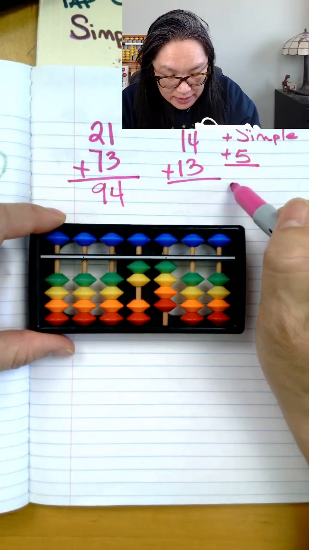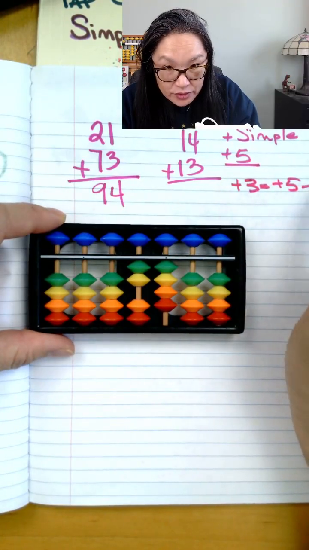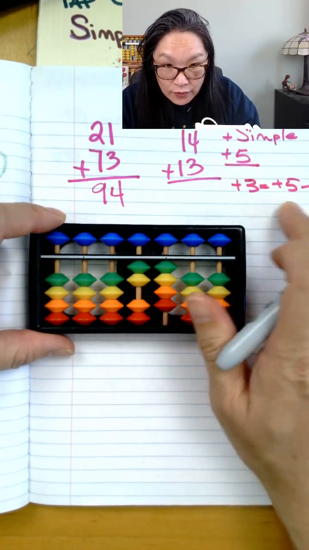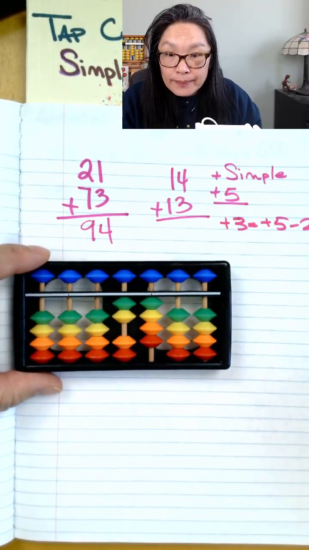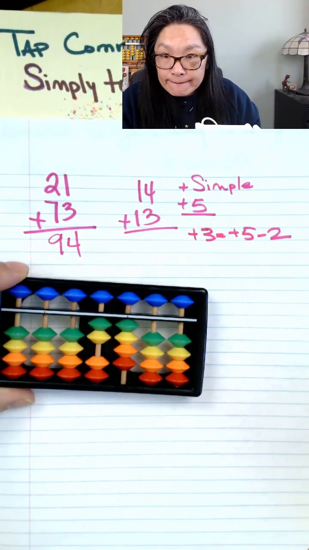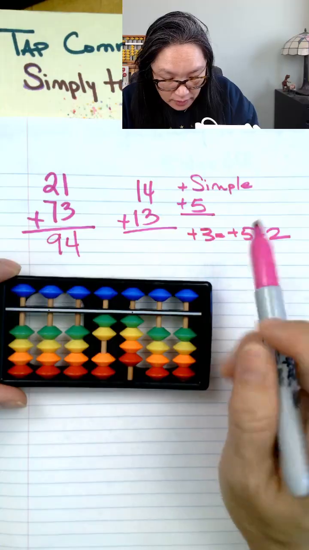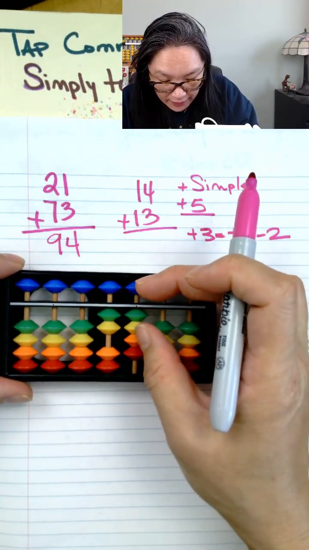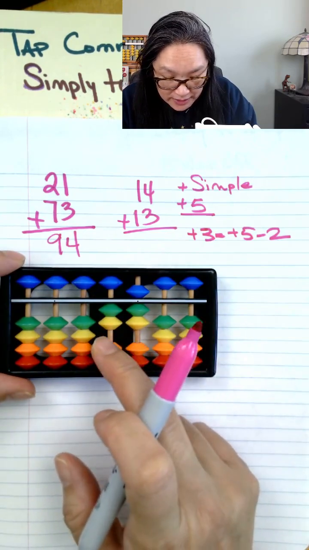Plus the 3 is equal to plus the 5 minus 2. Remember that this is a formula that they have to memorize. They have to memorize this formula no matter what. So what are we going to do? It's plus the 5 minus the 2. So we plus the 5 minus the 2. So my answer is 20.